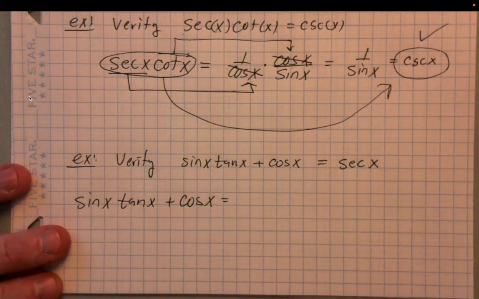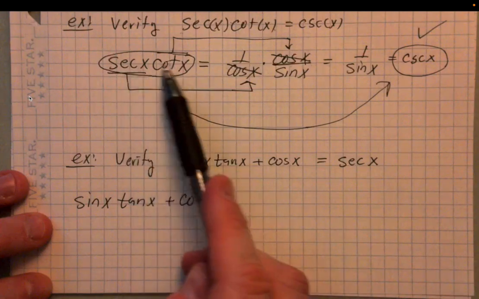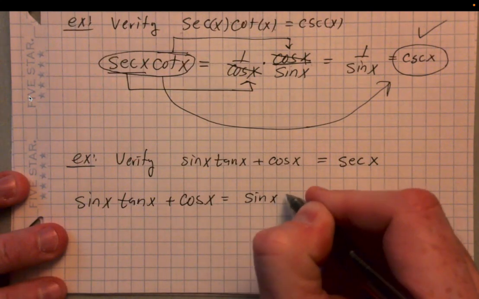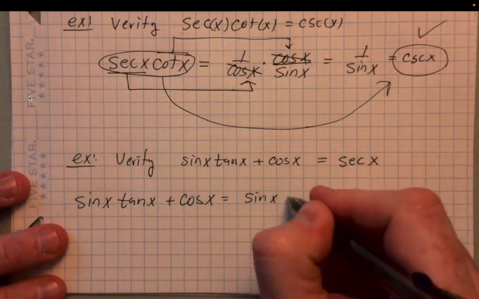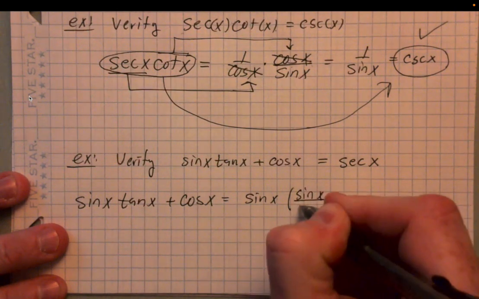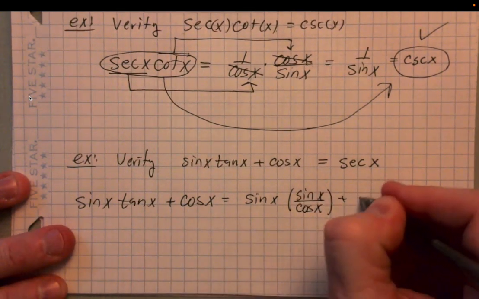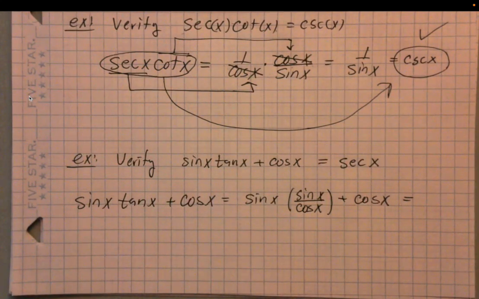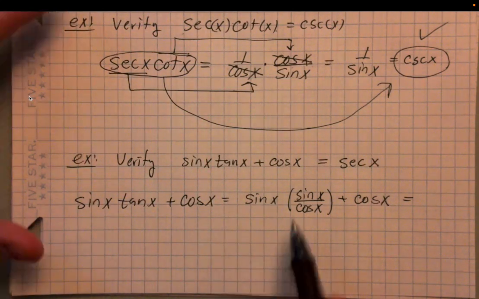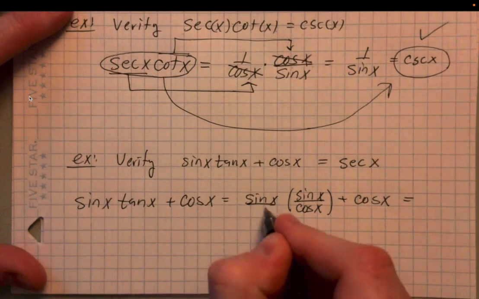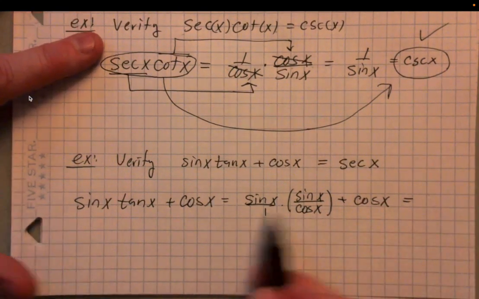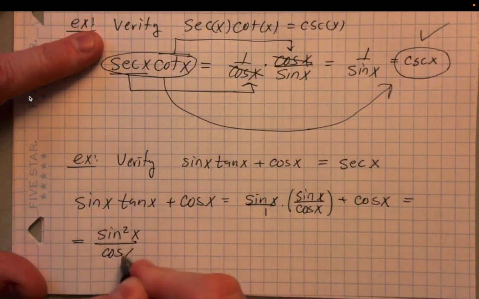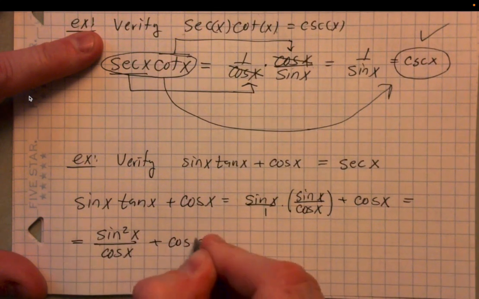I'm just going to use the same trick as above, namely converting these trig functions into cosine and sine equivalents. So this is the sine of x times, now tangent is sine over cosine, and then plus cosine of x. Now I can combine this: it's sine of x over 1 times sine of x over cosine of x. Combining that, I get sine squared x over cosine x, and then plus cosine x.